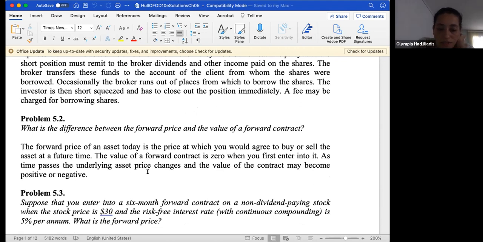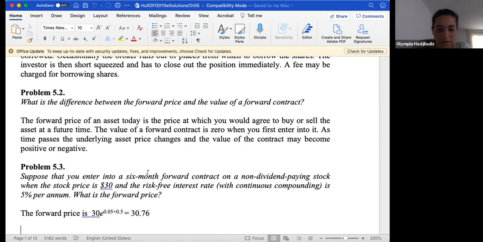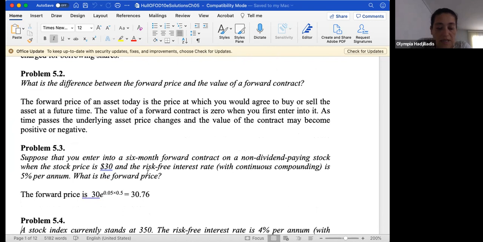Suppose that you enter into a 6-month forward contract on a non-dividend paying stock when the stock price is $30 and the risk-free interest rate with continuous compounding is 5% per annum. What is the forward price? The forward price is then 30 times e to the 0.05 times 0.5, which is 30.76. So it's basically S0 e to the RT, which is F0. That's the usual formula in your book.